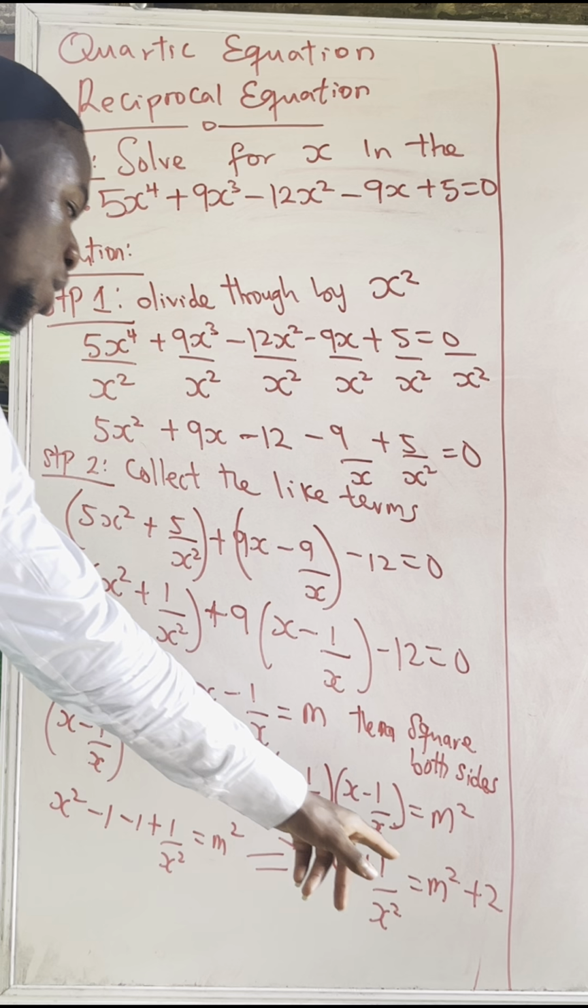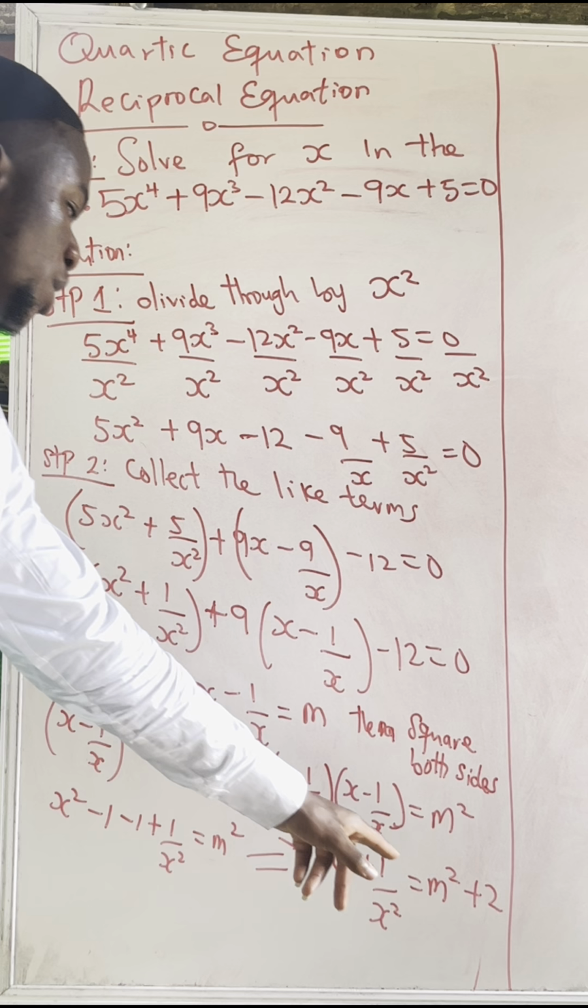So therefore, guys, this is minus 1 minus 1. So guys, what is minus 1 minus 1? That is minus 2, right? So this simply means that I can bring this minus 2 to the other side. It returns to what?